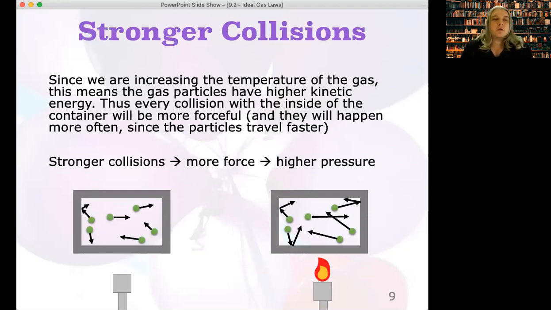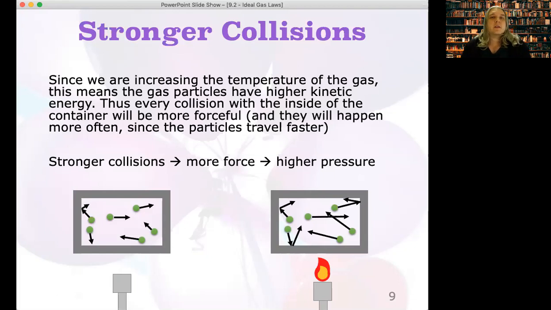Well, we're going to get stronger collisions, and they'll happen more often since the particles are traveling faster. If you've got a particle that has more speed than an identical one, the one with more speed will have a bigger impulse in order to change the momentum, to bounce off a wall. So it'll have a bigger impulse, which means a bigger force applied by this particle, but also because it's traveling faster, the distance it has to cover to get to the next wall after it bounces off one is less. So we've now got more forceful collisions and they're happening more often. Therefore we're going to get a higher pressure.